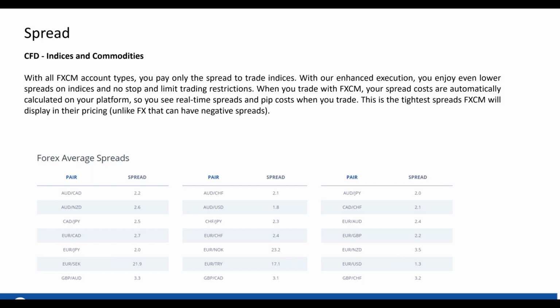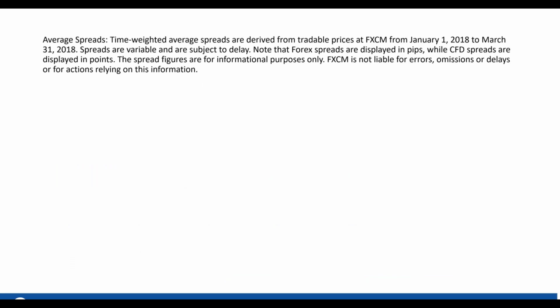Average spreads. Time-weighted average spreads are derived from tradable prices at FXCM from January 1st, 2018 to March 31st, 2018. Spreads are variable and are subject to delay. Note that Forex spreads are displayed in pips while CFD spreads are displayed in points. The spread figures are for informational purposes only. FXCM is not liable for errors, omissions, or delays, or for the actions relying on this information.